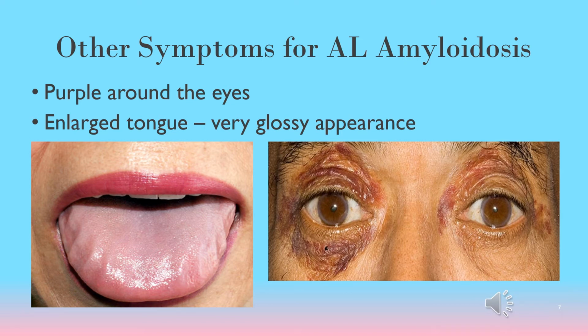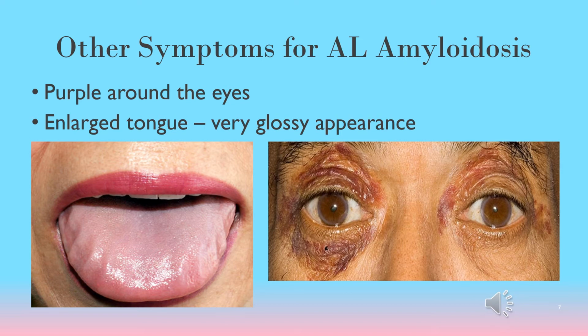If you see somebody that has the purple around their eyes, where it looks like they've perhaps been in a fight, they've got wounds that are healing around their eyes, it actually can be a sign of amyloidosis, having the extra bleeding in the tissues.